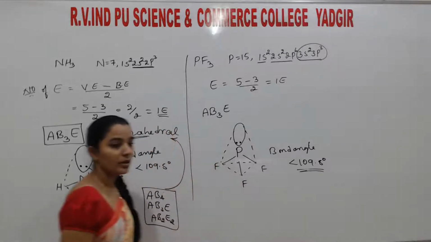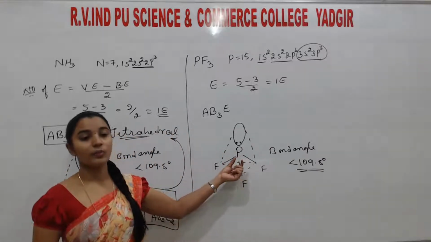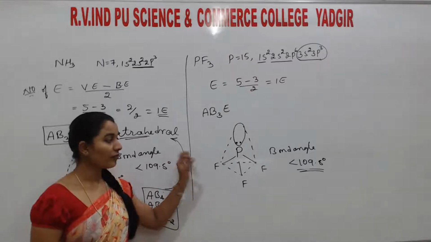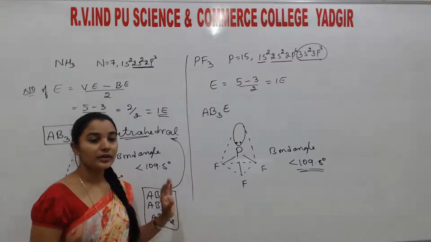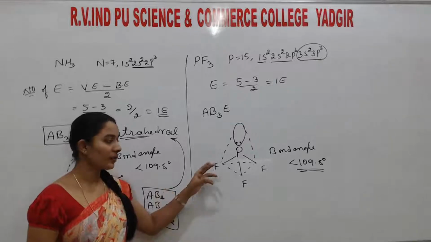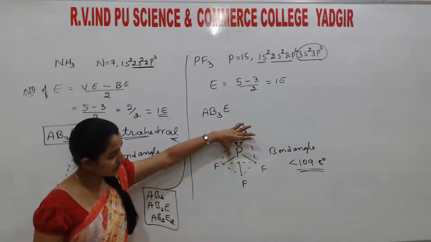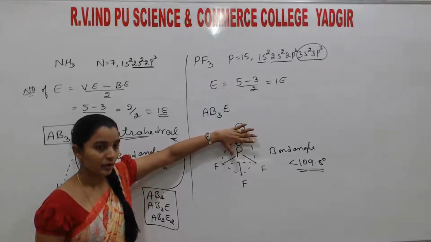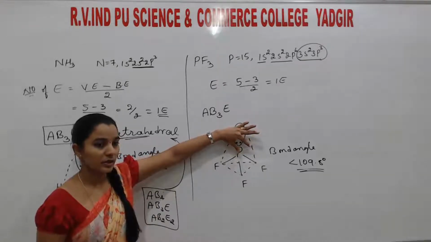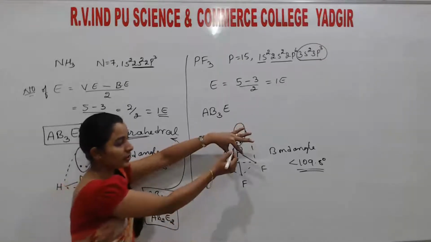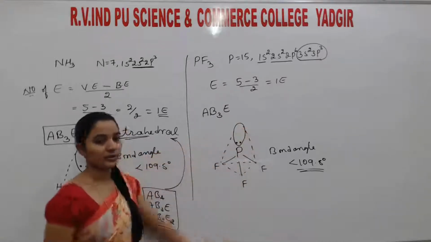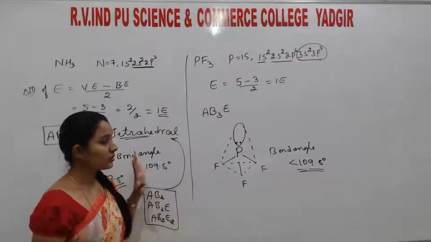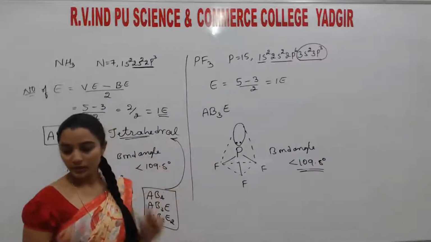Always remember, if at least one lone pair is there, there is a repulsion, and then the bond angle of the actual structure decreases. It cannot increase, because where there is repulsion, the atoms come closer and closer, so the bond angle decreases. Understood? So this is an AB3E type molecule.